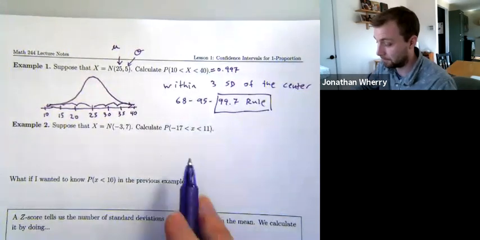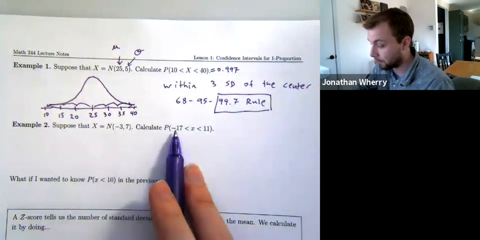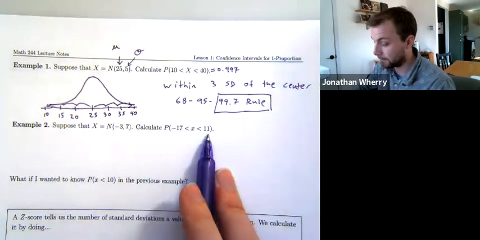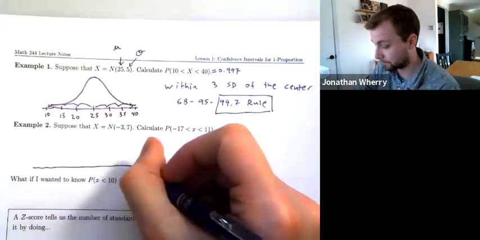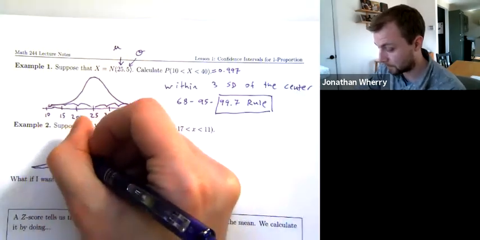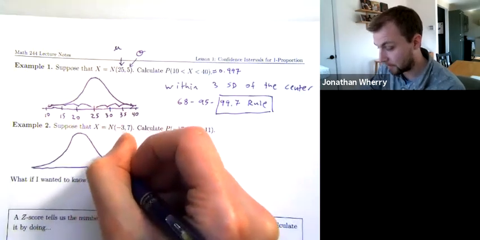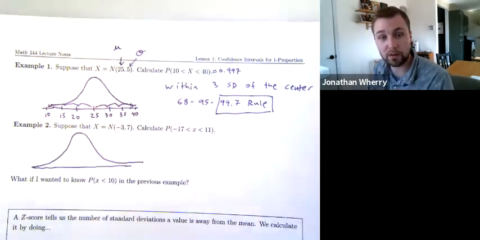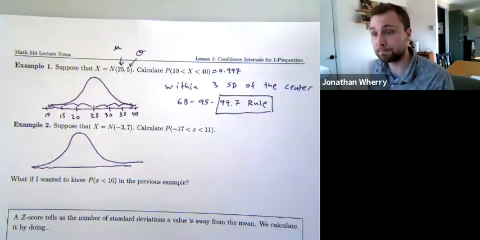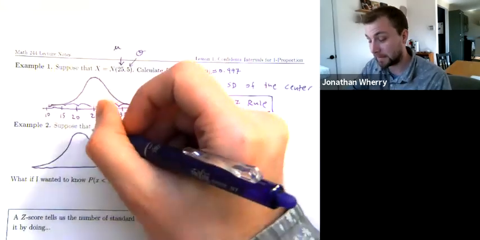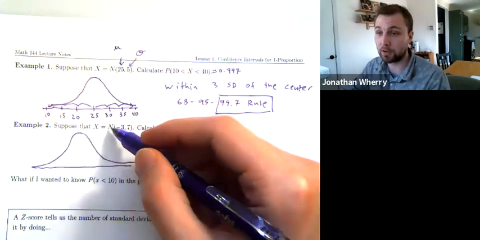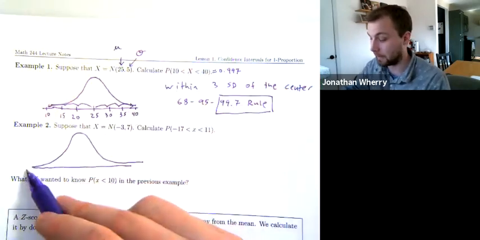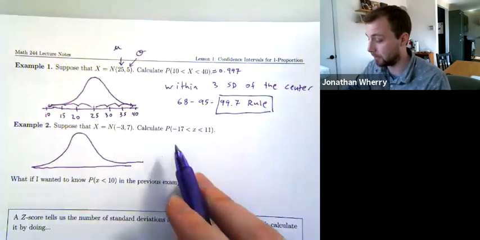I'm going to do another one. I'm going to find the area between negative 17 and 11 for this curve. I'm going to draw the curve. I'm not great at drawing these things. You're probably a better drawer than me. Just do your best. It says normal curve, so it can't look like just anything. It has to look like this sort of bell.